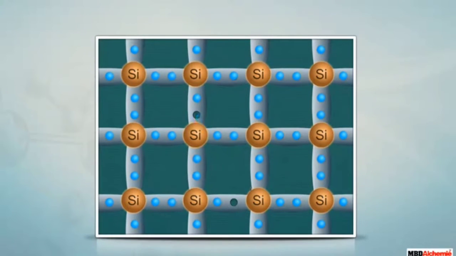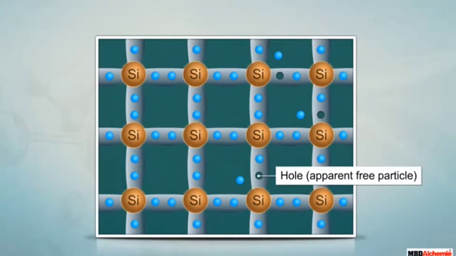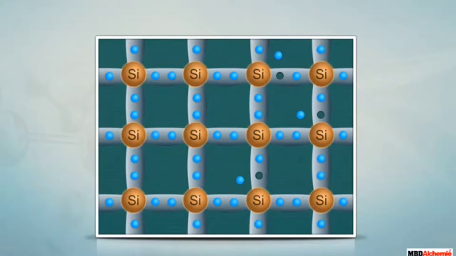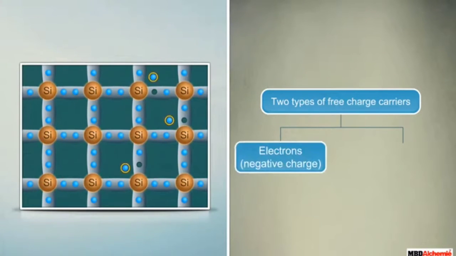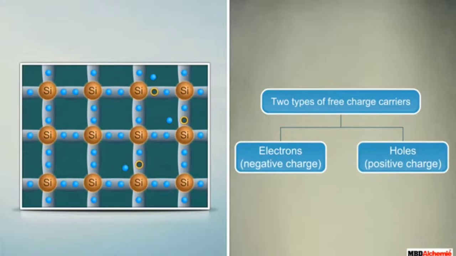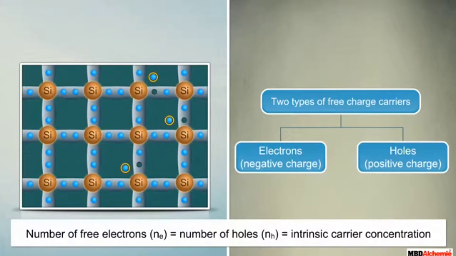An electron from the nearest covalent bond escapes and fills the hole, thereby creating a hole at a new position. The process continues, and this way the hole behaves as an apparent free particle. Thus, in intrinsic semiconductors, there are 2 types of free charge carriers: electrons with a negative charge and holes with a positive charge. The number of free electrons, n_e, is equal to the number of holes, n_h. The concentration of electrons or holes is also known as intrinsic carrier concentration.